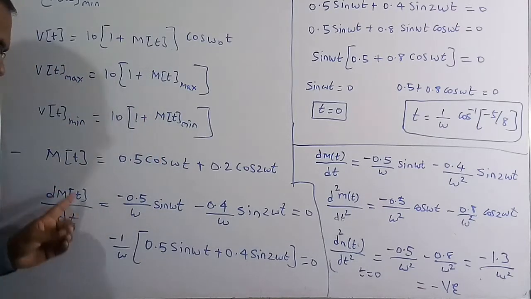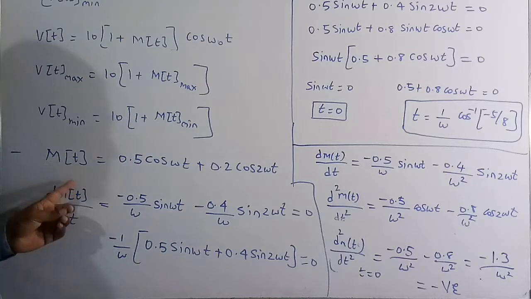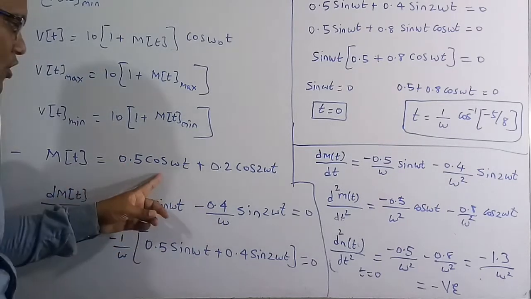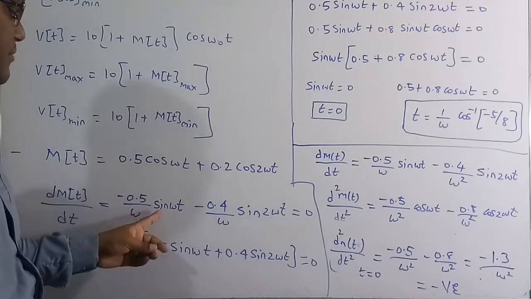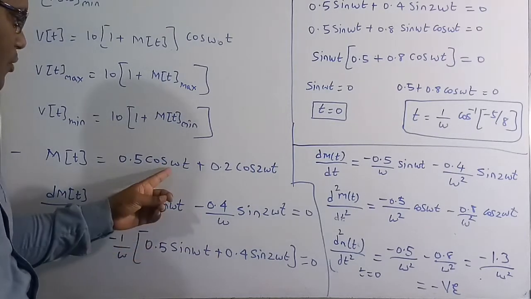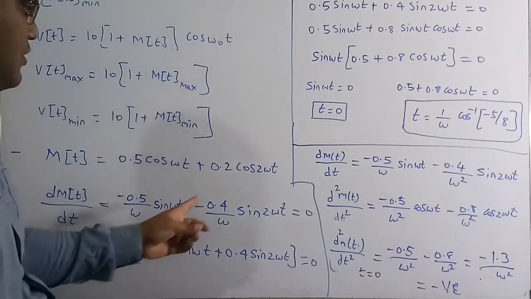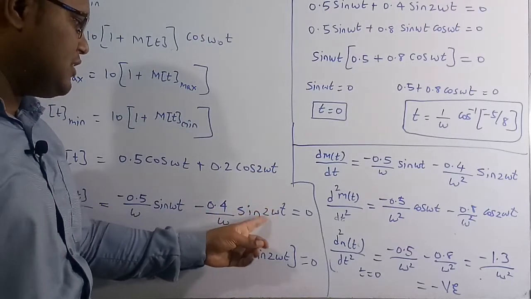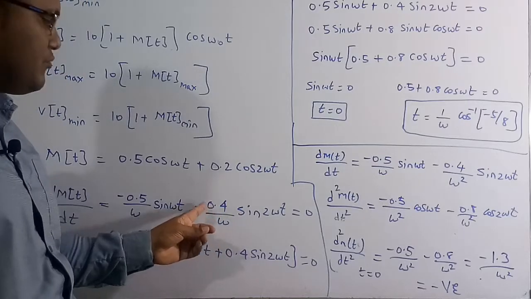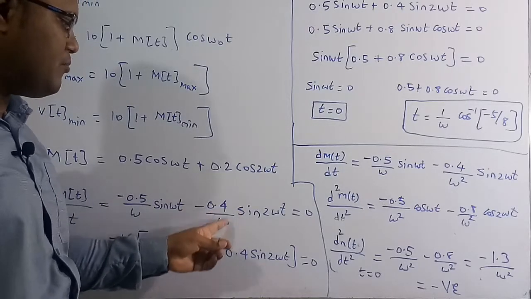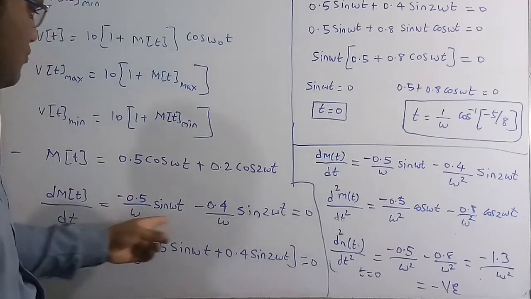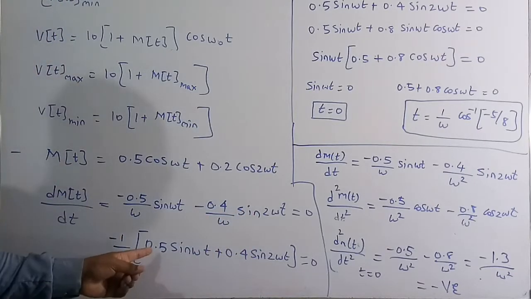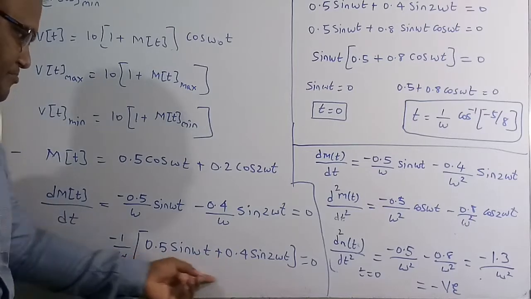So here first I am going to do the differentiation of this M of t. Therefore I am going to get cos omega t differentiation is minus sin omega t, so omega I am going to keep down. Here also cos differentiation is minus sin 2 omega t, and 2 comes outside, so 0.2 into 2 is nothing but 0.4 by omega. Now I am going to equate it to 0. So minus 1 by omega I am going to take common. So this is what I am going to get finally.